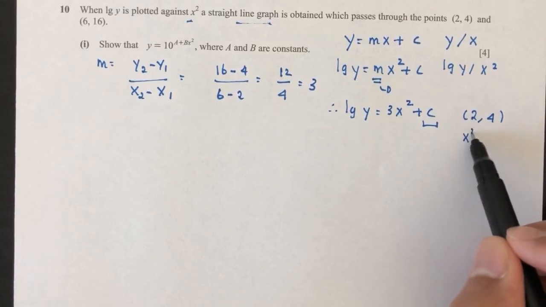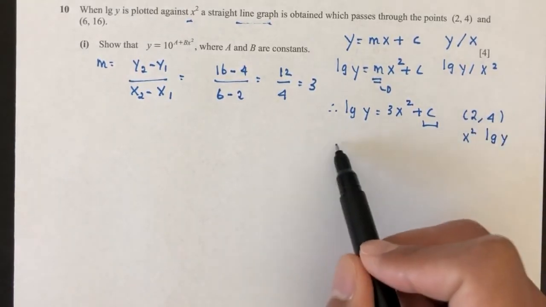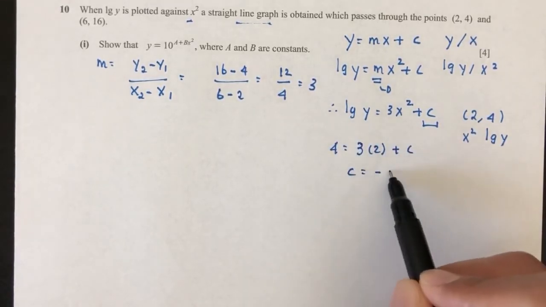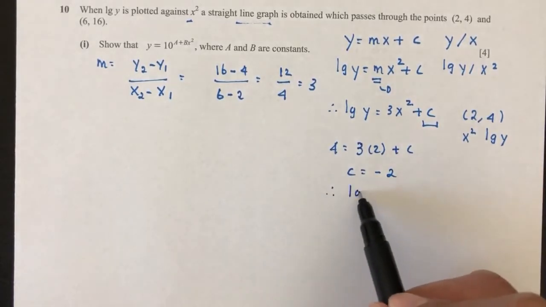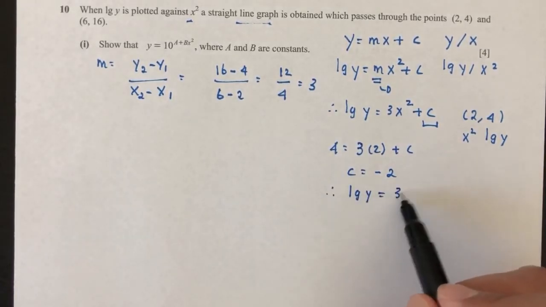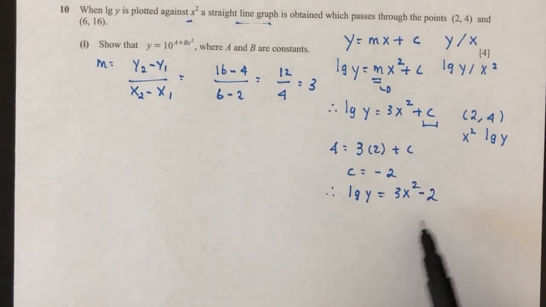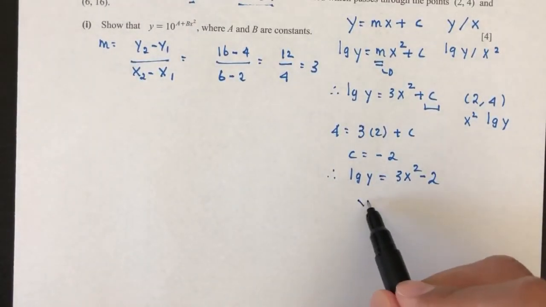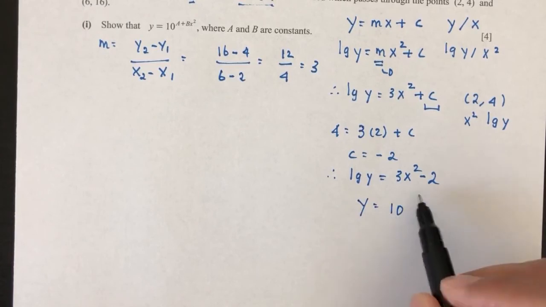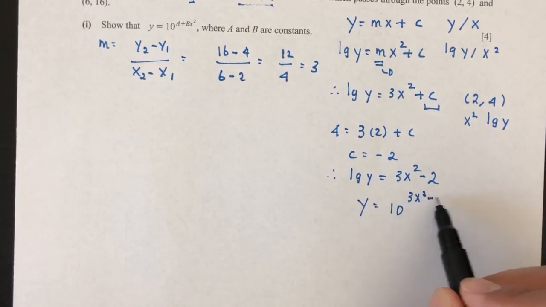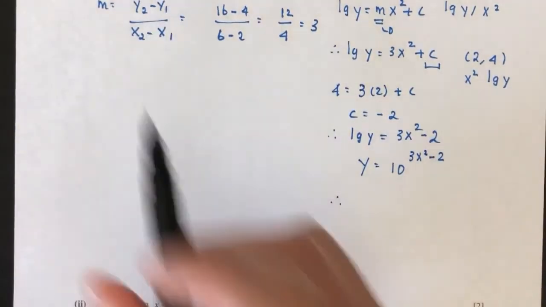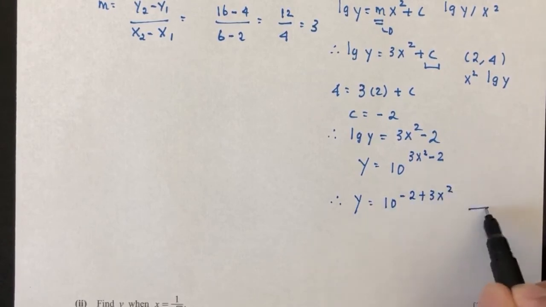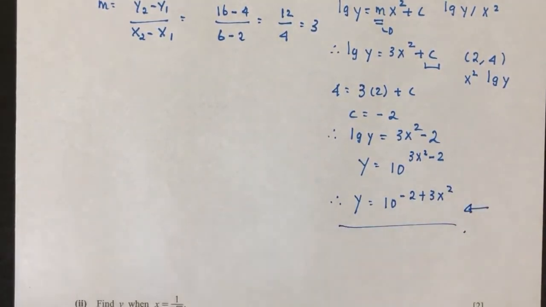This will be x squared, this will be log y. So 4 equals 3 times 2 plus c, c equals minus 2. So from this we have log y equals 3x squared minus 2. Now you want to express this in terms of this. So very easy. y will be 10 to the power 3x squared minus 2. So in this form exactly, we will have y equals 10 to the power minus 2 plus 3x squared. That will be your answer for part 1.